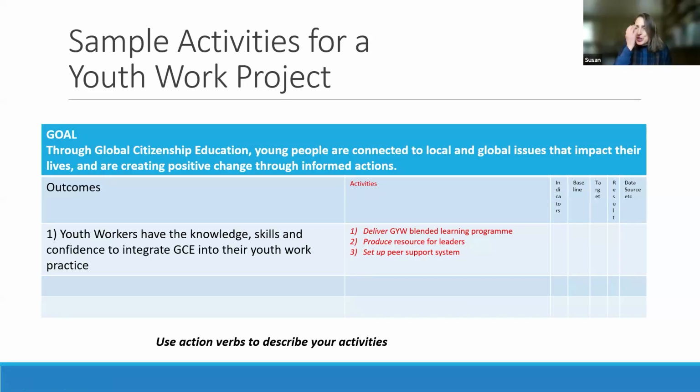Just to keep this whole logic thread going, it's always useful when you look at the activities to read back and try to make the connection to the outcome and say, gosh, if I deliver these programs, if I produce a resource and I set up a peer support system, is that going to help ensure that I'm creating the change that I want to create, which is that youth workers have knowledge, skills, and confidence? And sometimes you think, okay, well, maybe they have the skills, but what about confidence? And that's where you say, oh yeah, the peer support system should give them that. So keep working on those logical links between the different columns. But that's really useful. Absolutely.